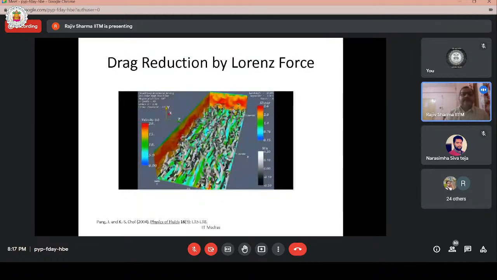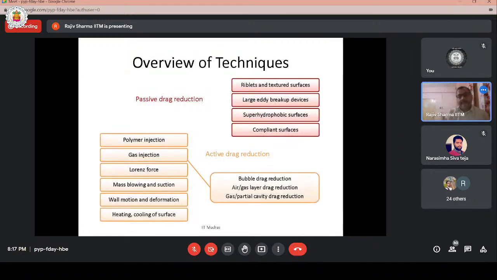Drag reduction, is the CFD analysis seen? Overview, when we compare the lift, buoyancy, support of weight, Reynolds number, Froude number, everything. So a couple of possibilities are there, which fall under passive drag reduction. Riblets and textured surfaces, large eddy breakup devices, super hydrophobic surfaces, compliant surfaces. They are under passive drag reduction.